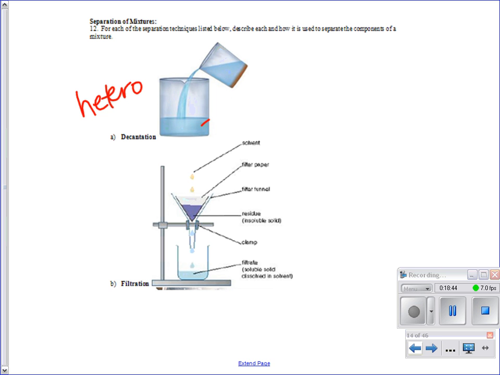What are these vessels called here? Yeah, I know. I know it's stupid, but I want to make sure you guys understand all about the equipment.